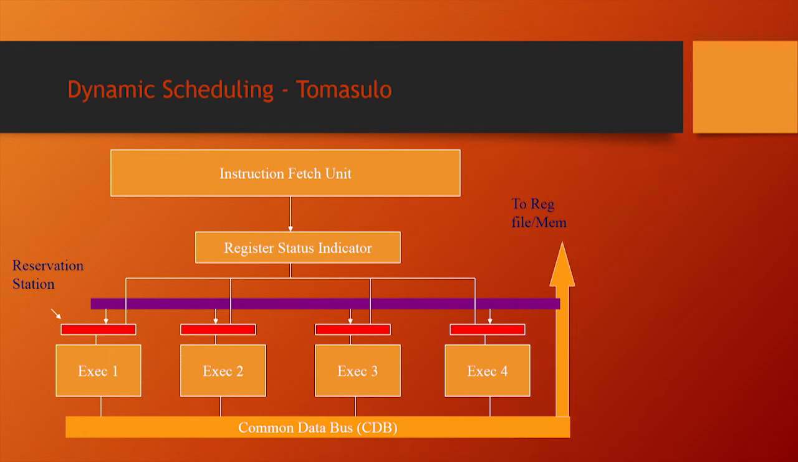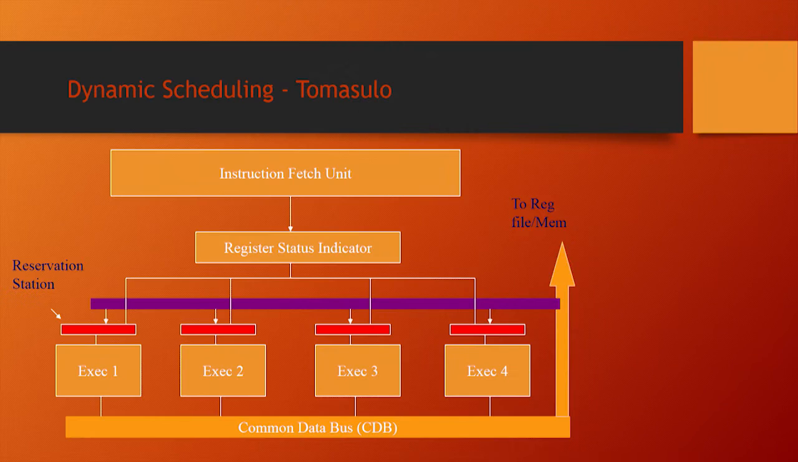So, if I have a non-zero value in the register status indicator, that means the latest value is not in the register file, it is currently under computation by one of the execution units. Instead of just storing a value, we can store, say, the value 3, which means the current value of the register is not in the register, but it is going to be output by execution unit 3. This is how the register status indicator works.